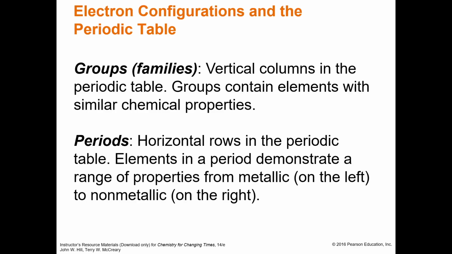Periods then are going to be the horizontal rows in the periodic table. The elements in a period demonstrate a range of properties that go from metallic, which is on the left, to nonmetals, which are on the right.